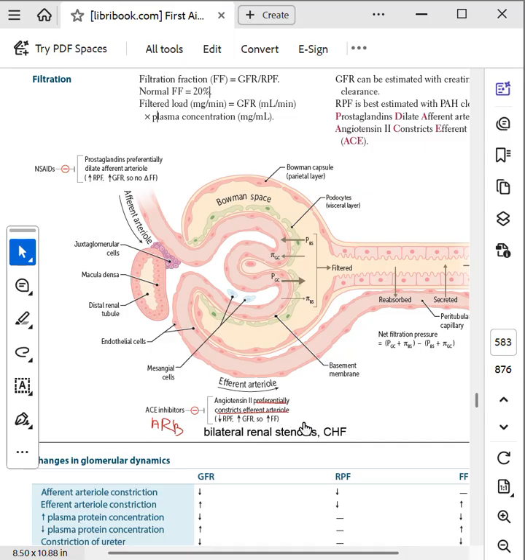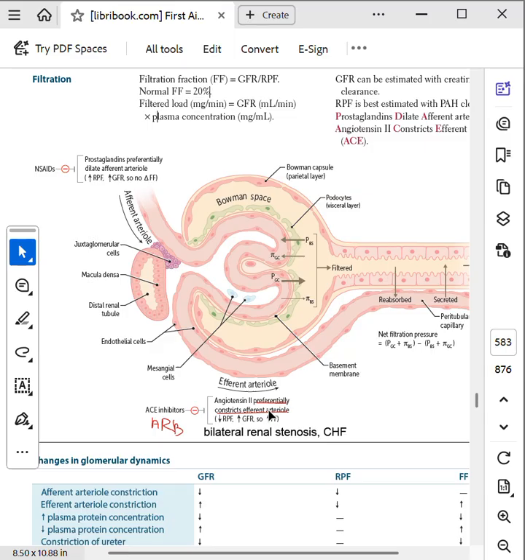The efferent arteriole can be constricted by angiotensin 2. When does this happen? For example, in shock or in dehydration, in cases where there's low flow and the kidney needs to preserve the GFR despite a decreased renal plasma flow. This is done to preserve the glomerular filtration, the GFR, right? So the filtration fraction in this case, by the way, increases.